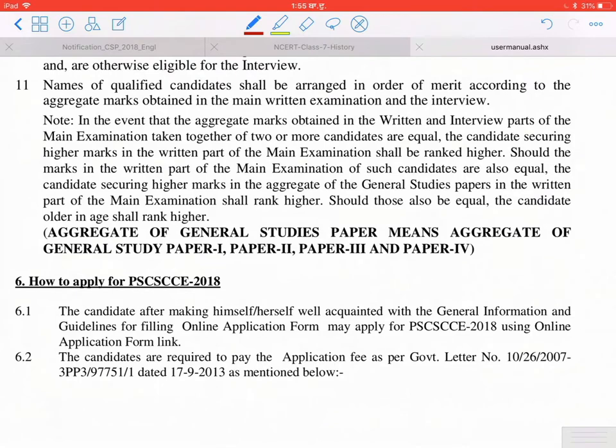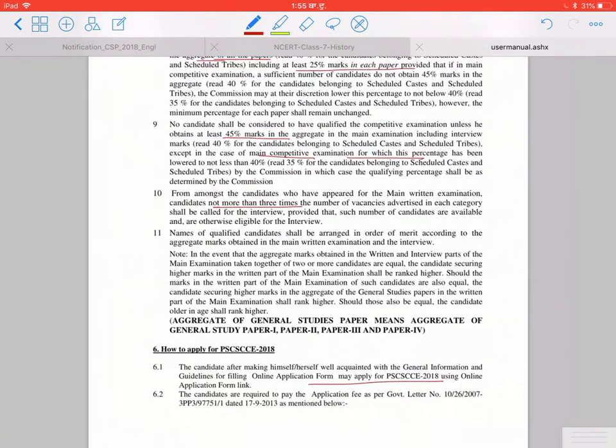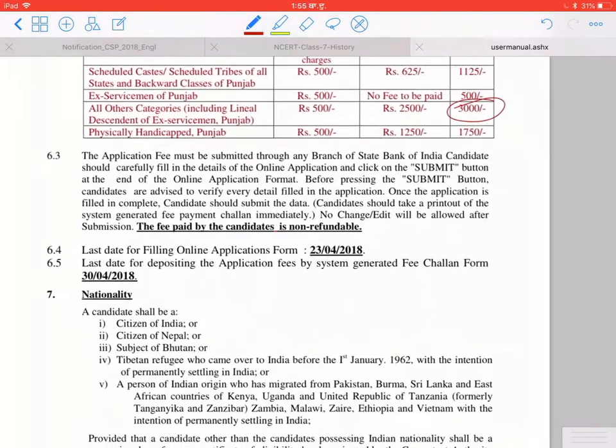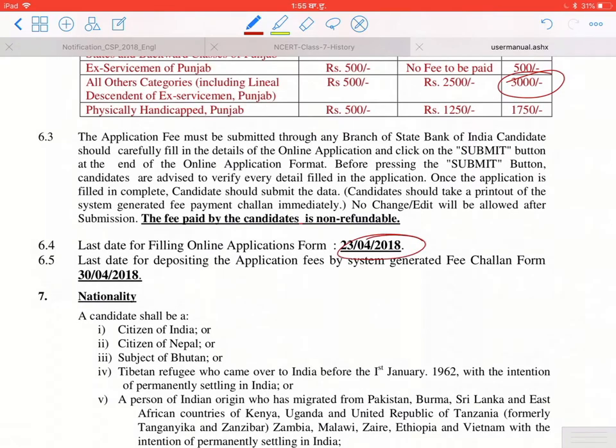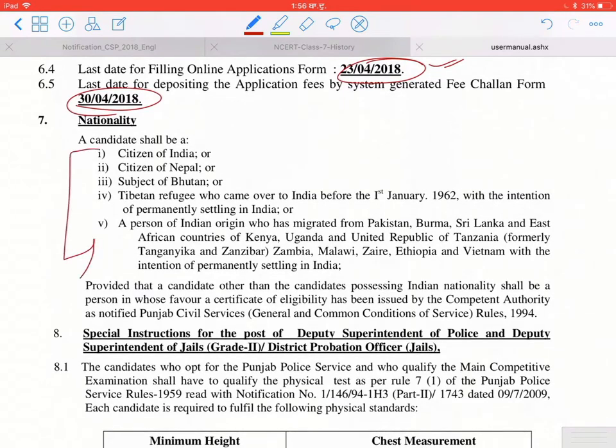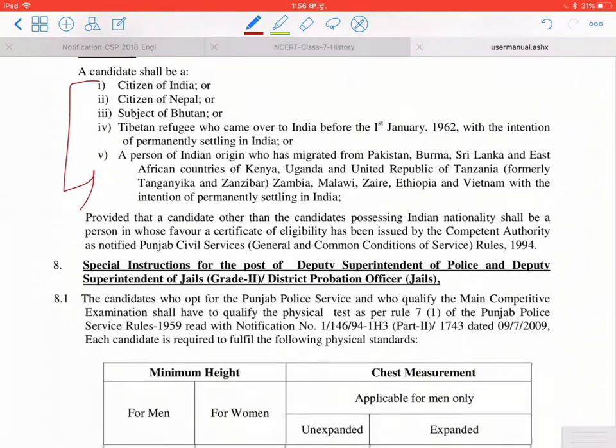So then how to apply, that is again the civil services examination. Well equipped with the general information, the online application form is there. So that is the online application form, and after that this is the fee structure. So yes, the fee is 3,000 for the general categories, and after that the last date for the application form is this, and the last date for depositing fees is 30th April. And then yes, these are the citizenships which can appear for the paper.